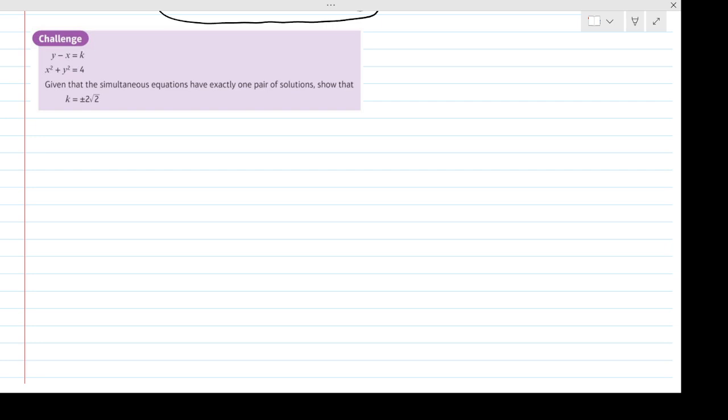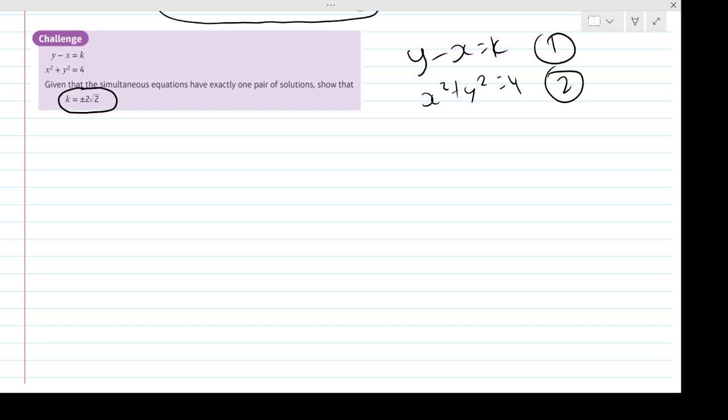So we're told the simultaneous equations y minus x is equal to k, and x squared plus y squared equals 4, which is equation 1 and equation 2, as we call it. It says, given that the simultaneous equations have exactly one pair of solutions, so again, think about when that happens, like the last example, it might be the discriminant, what would that mean? It needs to show that k is plus or minus 2 root 2.